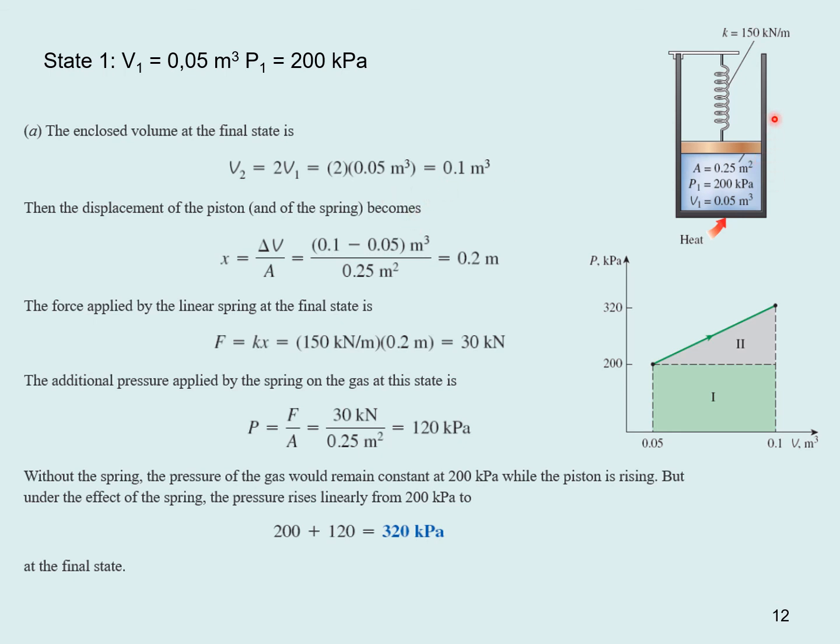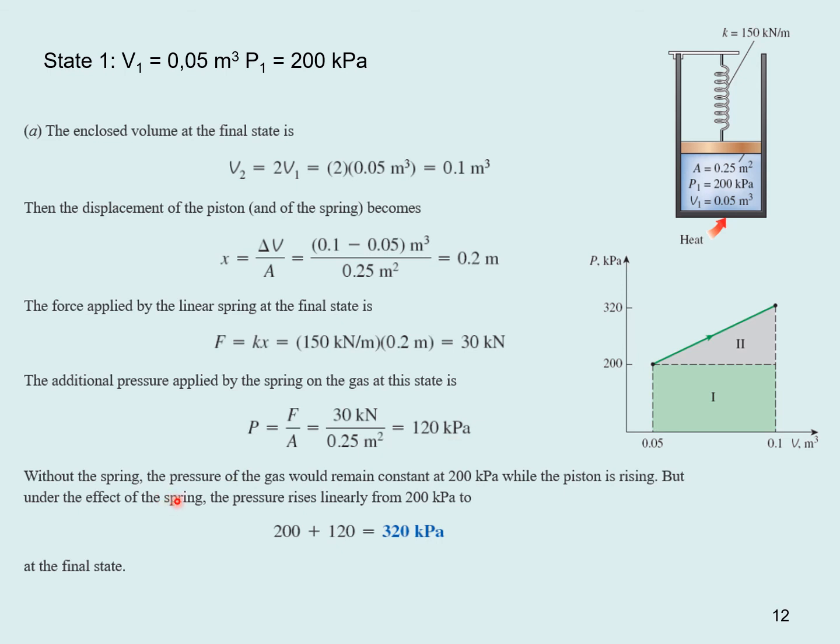So how far did the spring compress? Well, we know the area because we were told the area of the piston. It's 0.25 square meters. So we can divide the area into the change in volume to get delta x, which is 0.2 meters. That's how far the spring was compressed. So knowing Hooke's law, the spring constant times the 0.2 meters, the force is 30 kilonewtons. So the pressure is force divided by area. So again, we know the area of the piston. So that turns out to be 120 kilopascals.